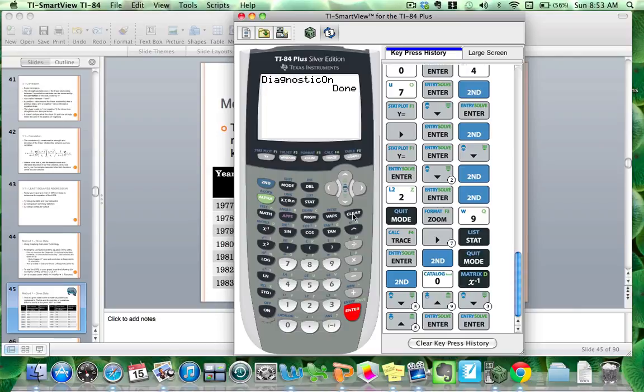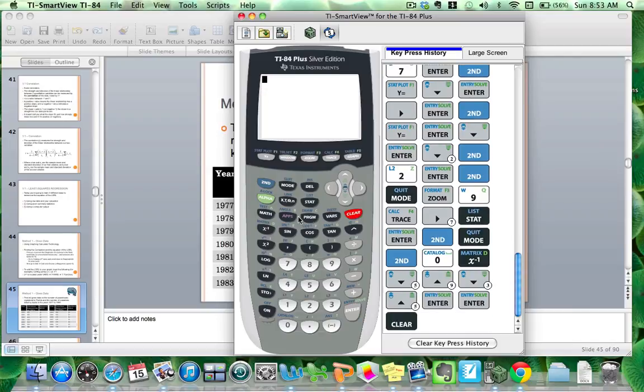All right. Now, to find the equation of the least squares regression line, you're going to go to stat. We're performing a statistical calculation, so you're going to toggle over to the calc menu. And this is not one variable stats. This is not really two variable stats. We're trying to perform a linear regression.